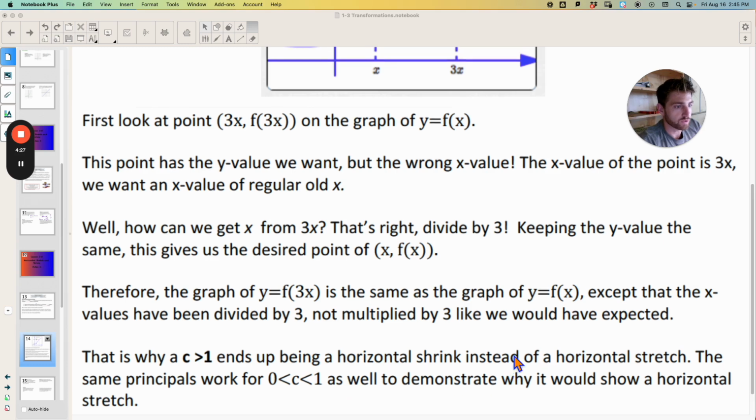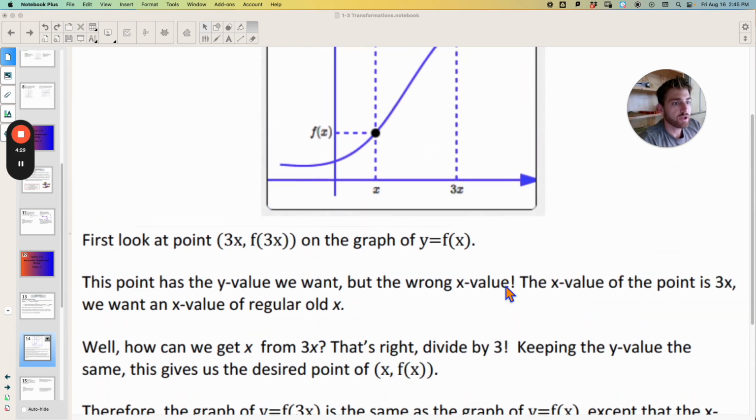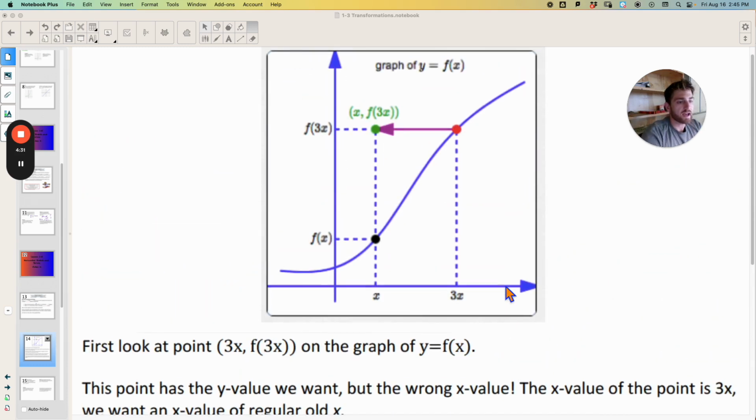That's why it would be a horizontal stretch. What I like to say is that the graph gets a little confusing because the graph is going to look like it gets taller. Anytime, whether it's horizontal or vertical, whatever we're calling it, if you multiply by a number bigger than 1, whether it be on the inside of the parentheses or on the outside, it's going to look like that graph is getting taller.